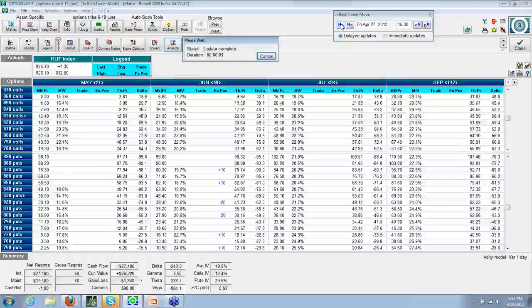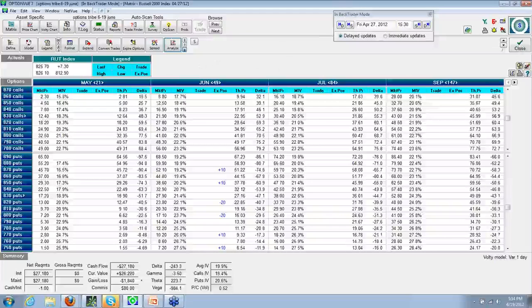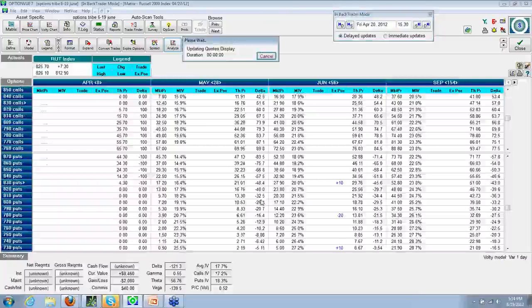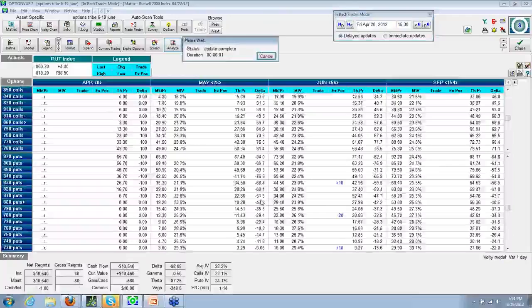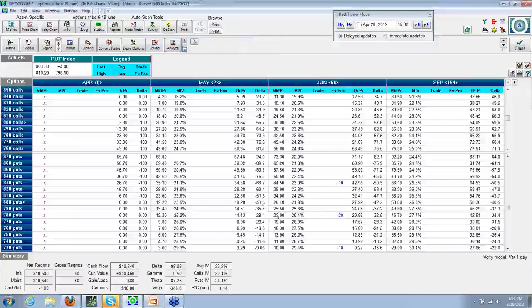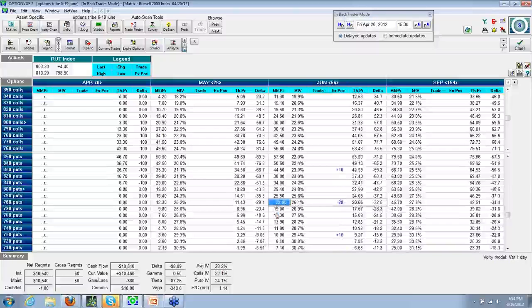So I just really wanted to show you this other thing. Okay, so that's going to start April 20th. Okay, so here we are, April 20th. Again, June expiration, bearish butterfly.